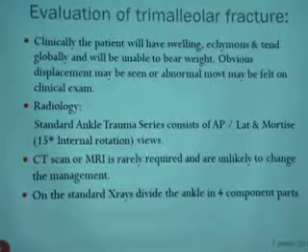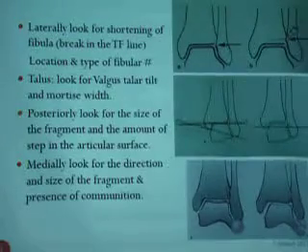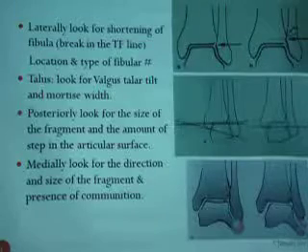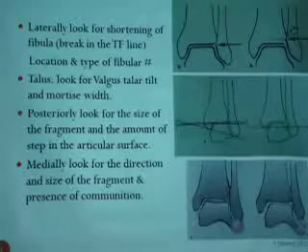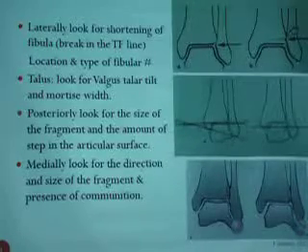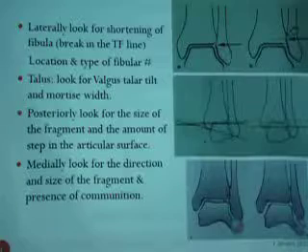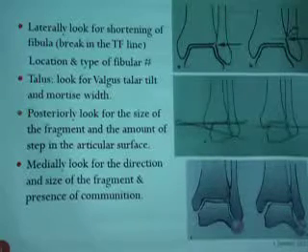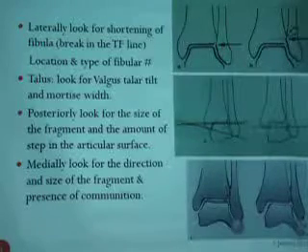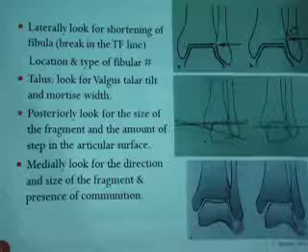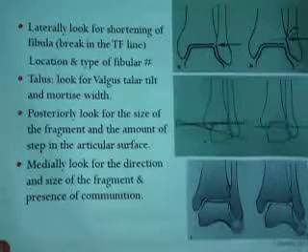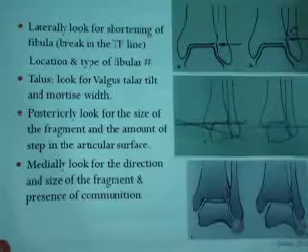On the standard X-rays, divide the ankle into 4 component parts. First, laterally, you look for the shortening of the fibula, which is seen, as in the upper picture, by the break in the tibiofibular line or the Shenton's line of the ankle. Also look for the location of the fracture, whether it is at the level of the syndesmosis or above, and the type of the fracture, whether it's a transverse fracture, an oblique fracture, or a spiral oblique fracture. In the talus, you look for the valgus talar tilt and the mortise width.